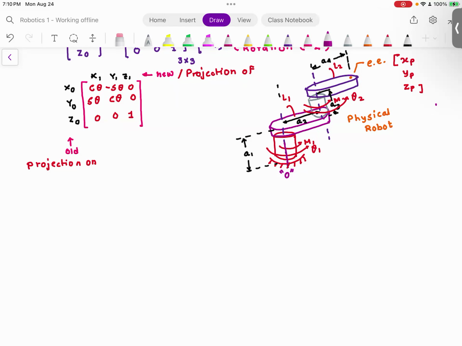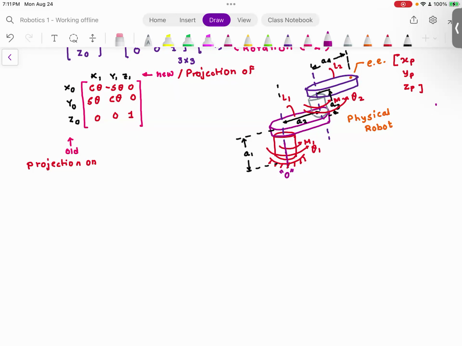First and foremost, whenever you see a physical robot, no matter how it looks, in this case I showed you a robot in a fully extended position, but it could very well be in a folded position. The first thing you need to do is draw the kinematic diagram. The kinematic diagram is the diagram of the fully extended robot when the joint angles are 0.